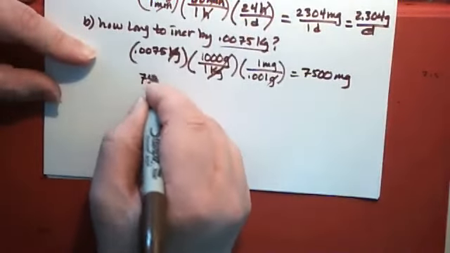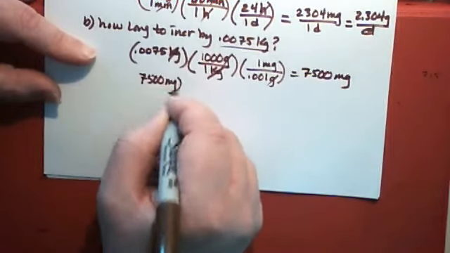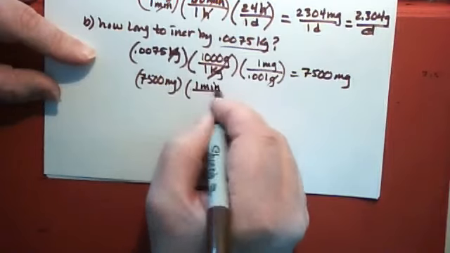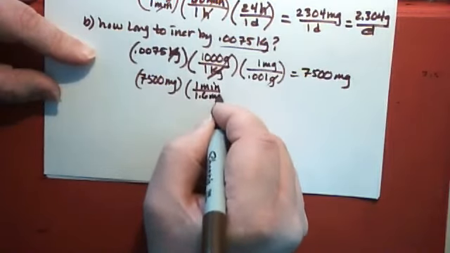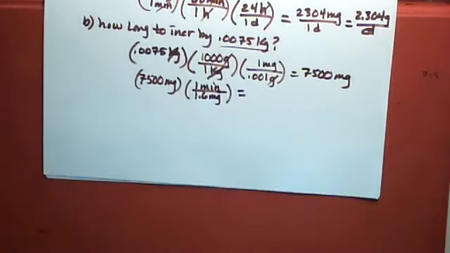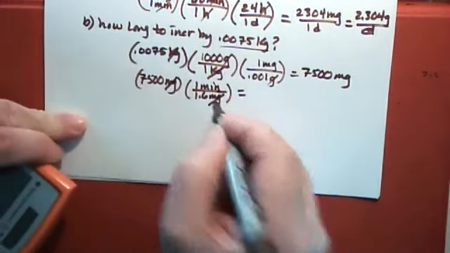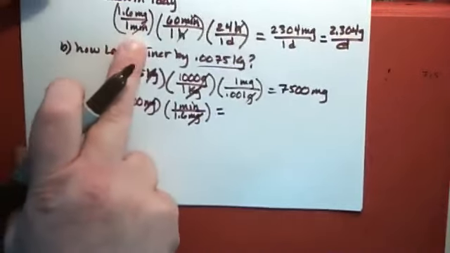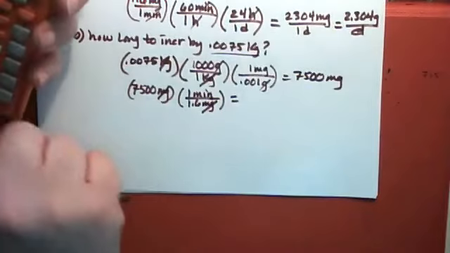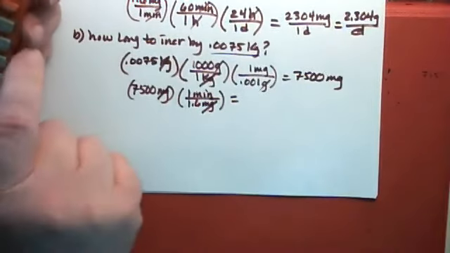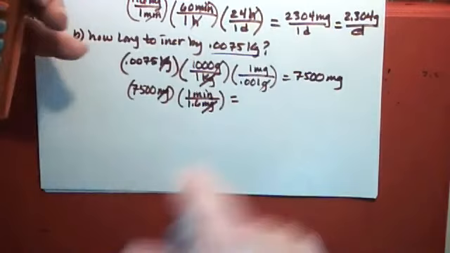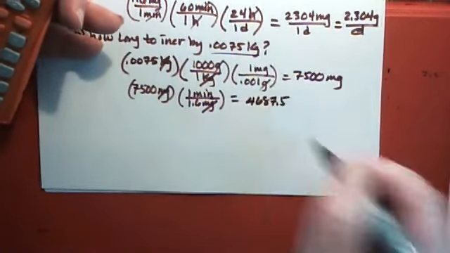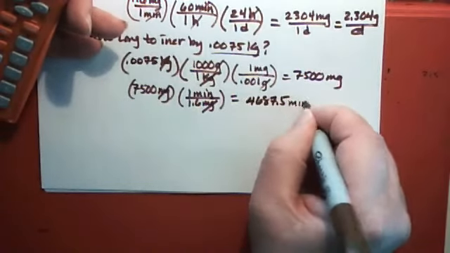Okay, so if we've got 7,500 milligrams, that's the mass we want the brain to increase, and it takes 1 minute for every 1.6 milligrams. Then we're basically just using the rate of growth that we were given upside down, and you can do that. There's no reason you can't. So 7,500 divided by 1.6 gives us 4687.5 minutes.